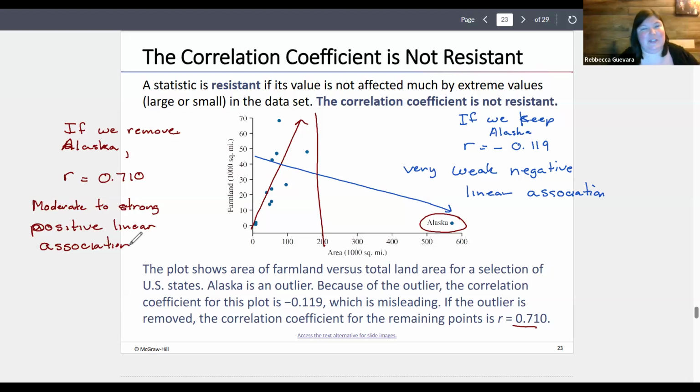So sometimes with situations like this, we might actually just remove Alaska from the data because we're looking for a general trend. So we might end up saying, we see a very strong relationship between the area of the state and how much farmland, with the exception of Alaska. You still want to mention that you cut Alaska out, but also mention why you did it.